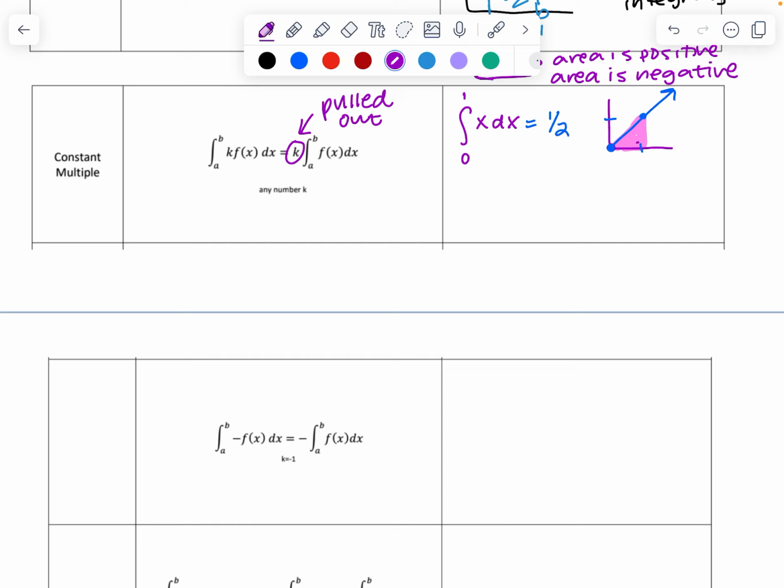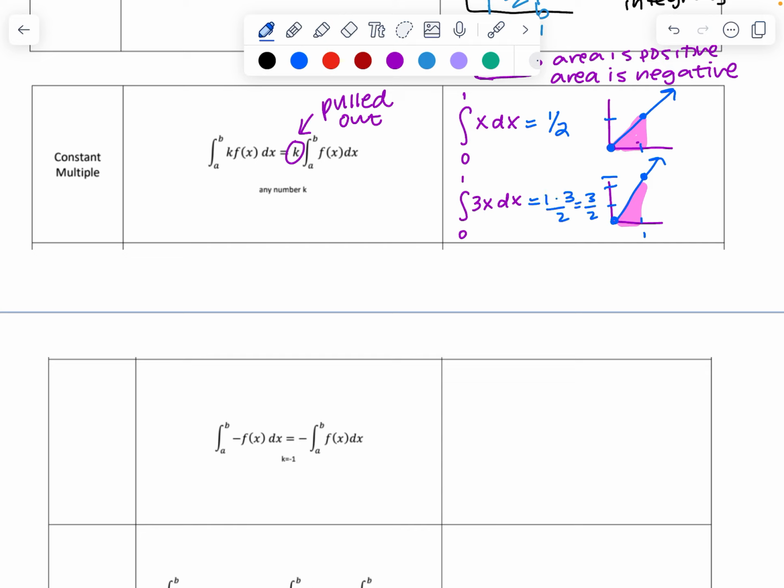Now let's say that I made this 3x dx. If I were to graph this sketch, it would still start at 0, 0, because if you plug in 0 into this equation, you're going to get a 0 out. But if I plug in 1 here, 3 times 1 is 3, so I'll get 3. It'll start here instead. And so then this area is now 1 times 3 divided by 2, and that's 3/2.